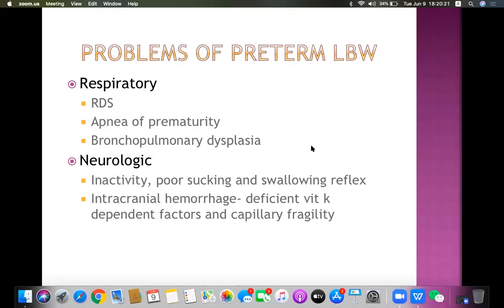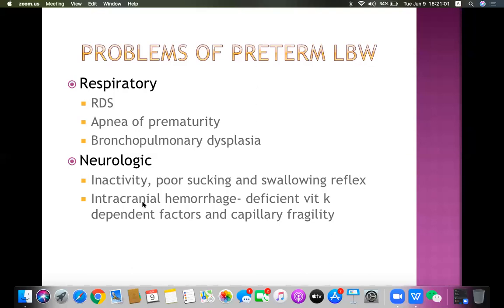Okay, fine. Now, another type of problem in preterm low birth weight babies is neurologic, meaning regarding the central nervous system. These babies are very inactive. They have poor sucking. They cannot suck on mother's milk, especially if they are born before 32 weeks of gestation. They cannot even swallow properly because the swallowing reflex is not developed, and it is very difficult to feed them. But we have a way to feed them, and that is by nasogastric tube or NG tube.